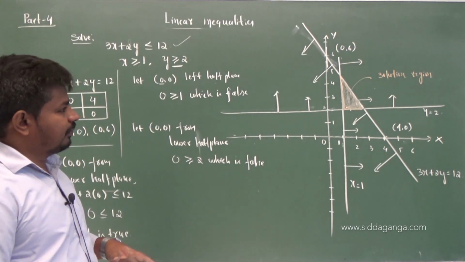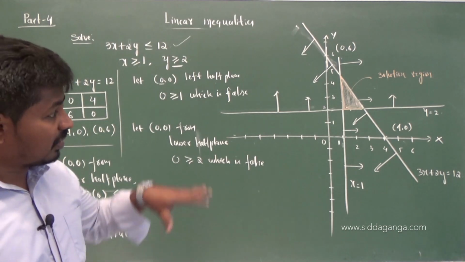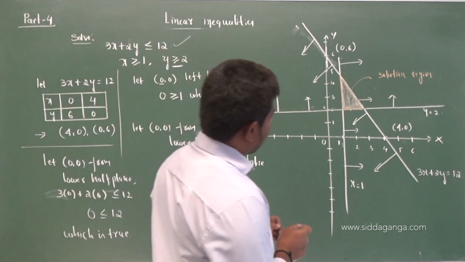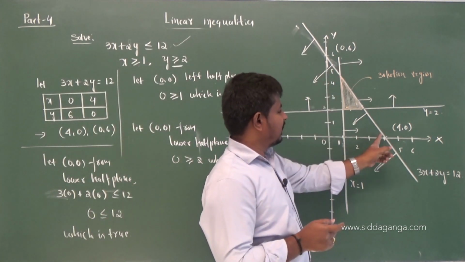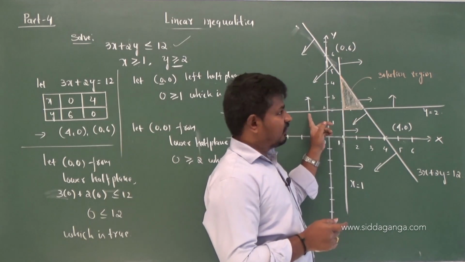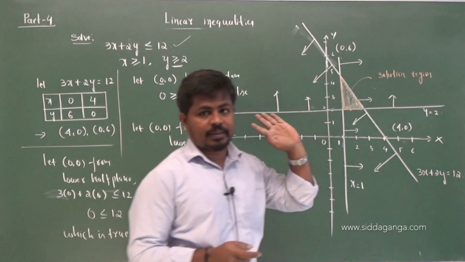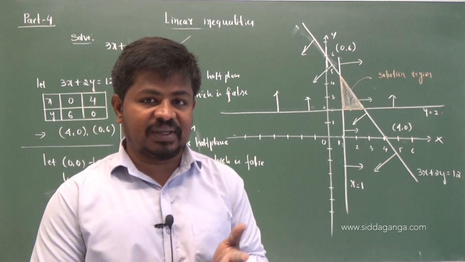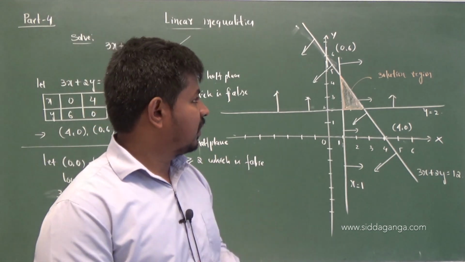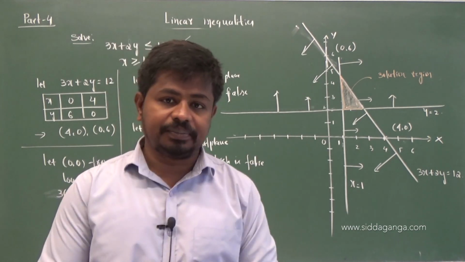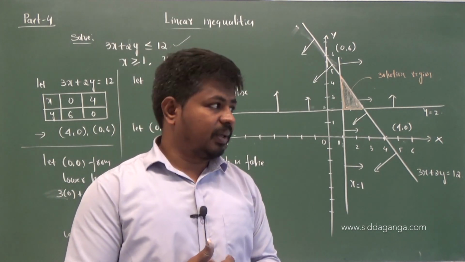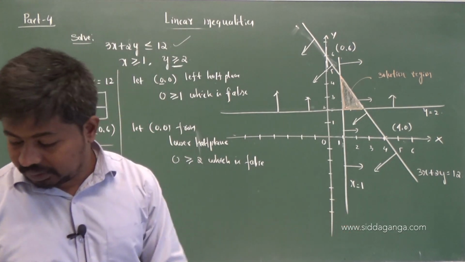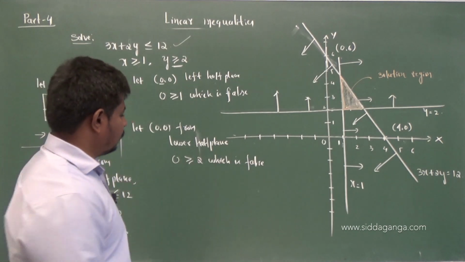So in the examination, the graph is very important. They are going to award marks for the lines first. After that, the solution region, I mean the common region. For that we have marks, and after that writing the conclusion. At last you have to write the conclusion.